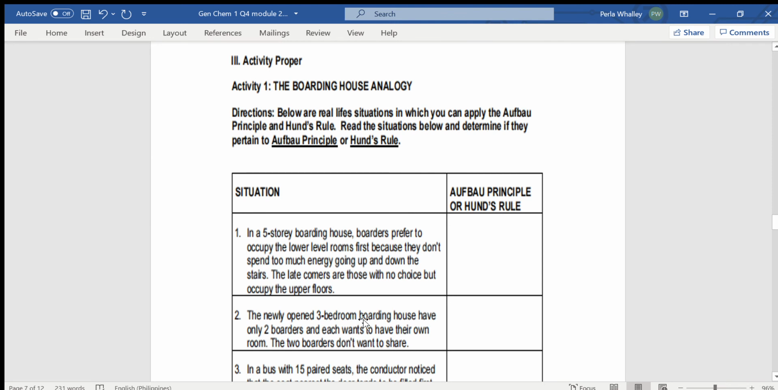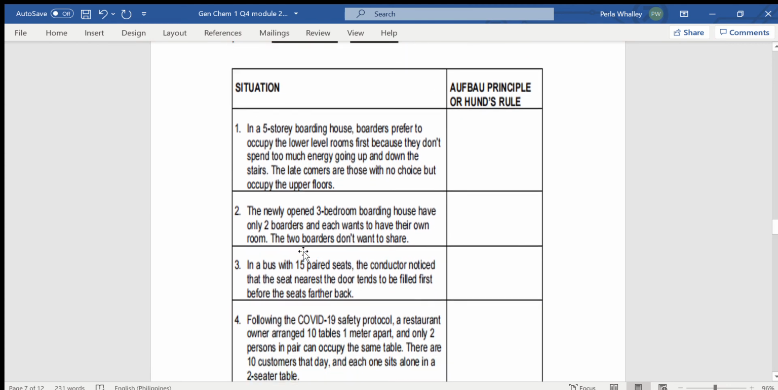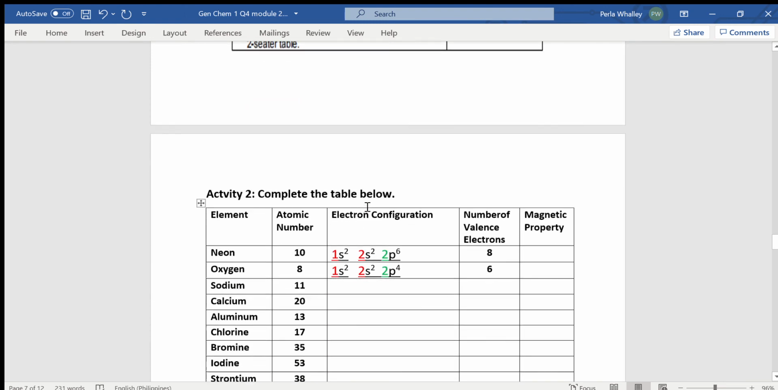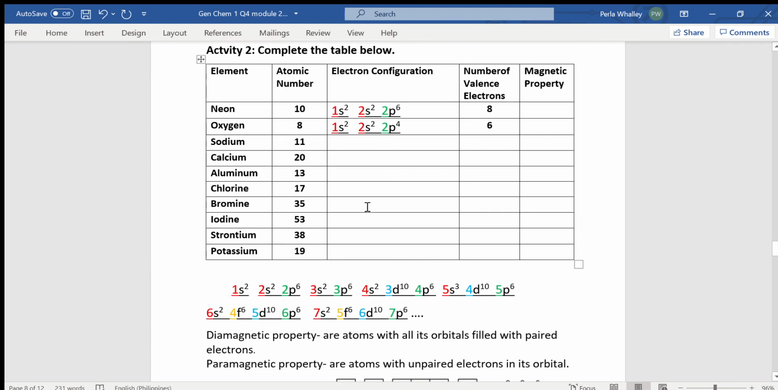Okay, let's have now your activity proper. Activity 1, the boarding house analogy. You only have to write or identify whether it follows the Aufbau principle or Hund's rule. You read the situation and identify. It's easy. Then let's go to activity number 2. Complete the table below.